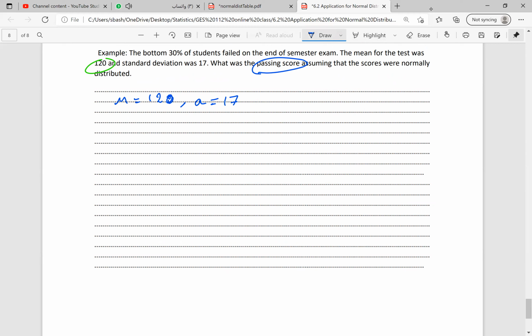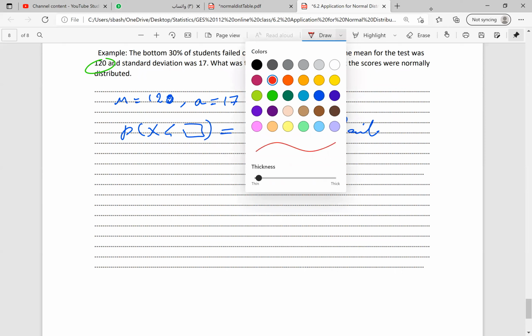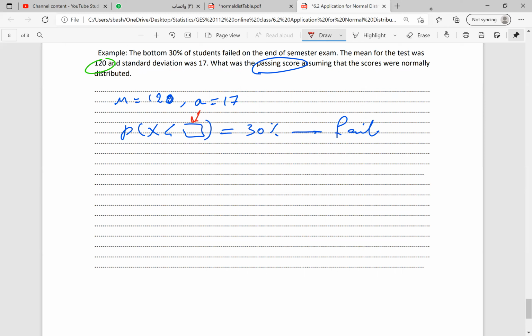Now, the bottom 30% of students failed at the end of the semester. So it means their score was less than the passing score. When he said that, P of X less than certain value equal to 30%. This is the failure. So I need to find the score for which if they got less than that one, they will fail. So I need to see 30% is corresponding to which z-score, which means I need to find the z-score for this 30%.